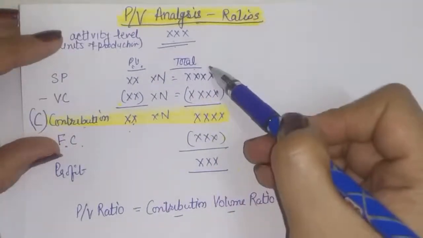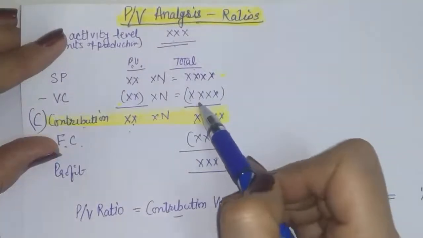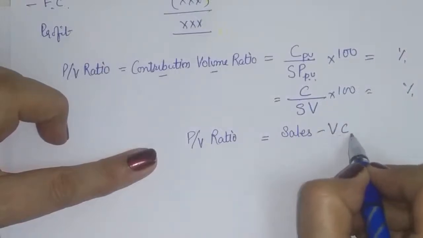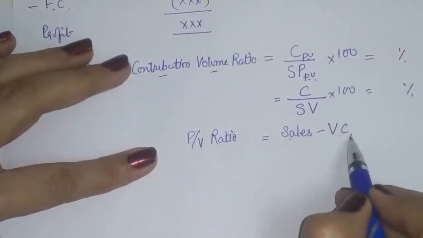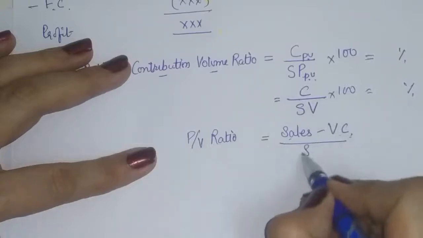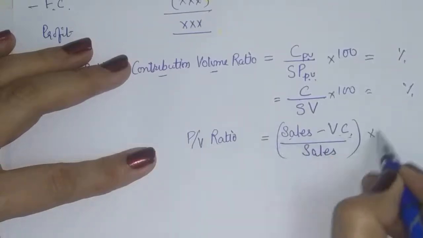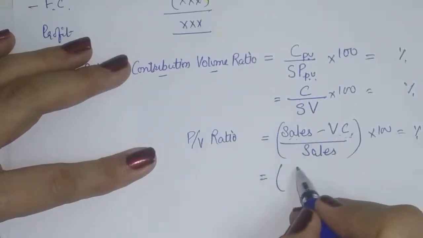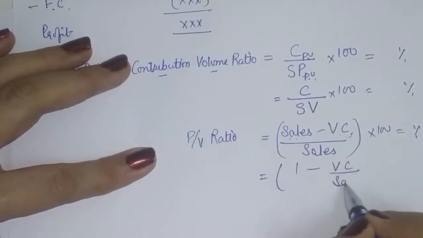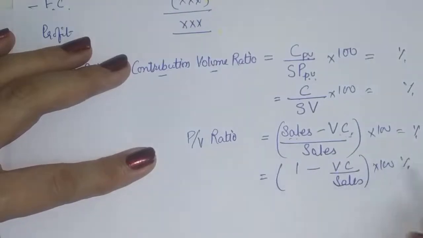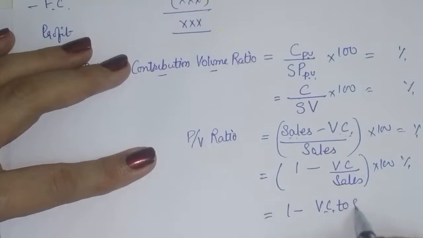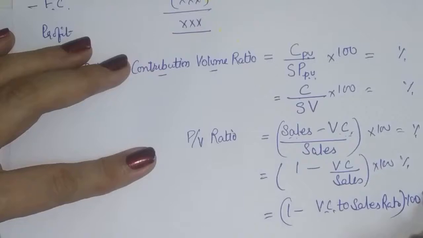If I take this from top down, sales minus variable cost. So PV ratio is going to be sales minus variable cost. Again, let me say it is either per unit or total information. So if I take total information, sales into 100%, and if we separate the components, it is 1 minus variable cost upon sales into 100%, right? So that gives us 1 minus variable cost to sales ratio. Multiply this with 100 to get percentage.